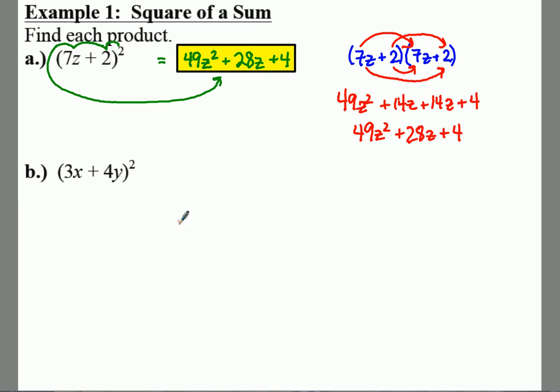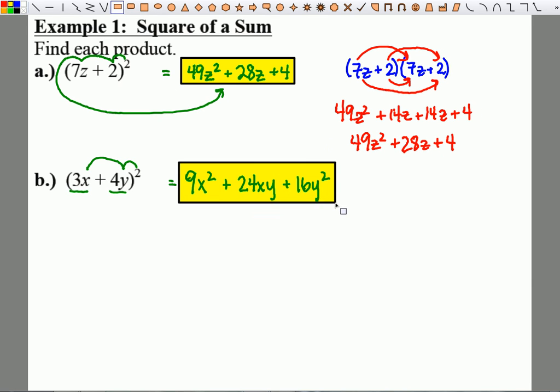Using our shortcut, we're going to take our 3x and square that. 3 times 3 gives us 9, and x times x is x squared. To find our middle term, we take 2 times 4y, which is 8y, and 8y times 3x is 24xy. And then to get your third term, you just take 4y and square it. 4 times 4 is 16, and then you have y squared. That is how you can use a shortcut when you have a binomial that is a sum.